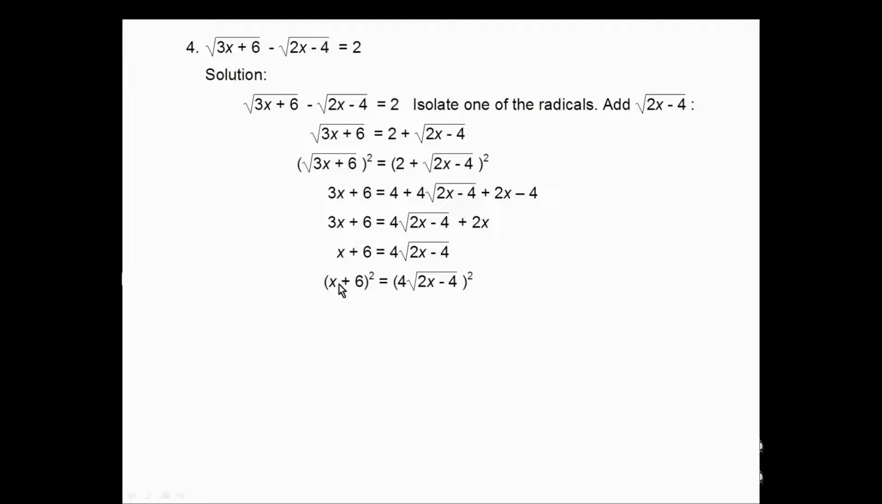Okay, remember, we're squaring a binomial again. We've done this so many times, hopefully you can do it quickly. Remember, square the first, twice the product, square the last. So I'll have x squared plus 12x plus 36. Again, if you have to do x plus 6 times x plus 6 and FOIL it out, that's fine. When I square the right-hand side, don't forget to square the 4. I'll have 16 times 2x minus 4. So x squared plus 12x plus 36 is equal to 16 times 2x minus 4.